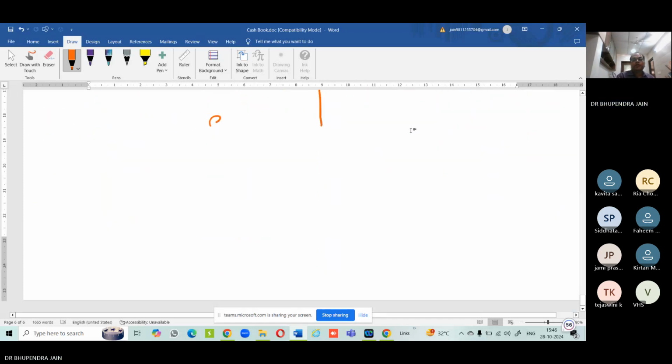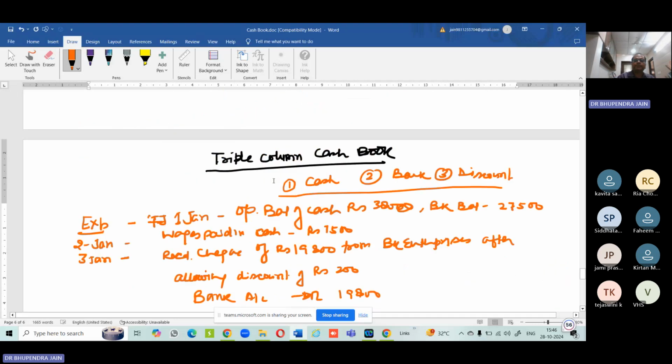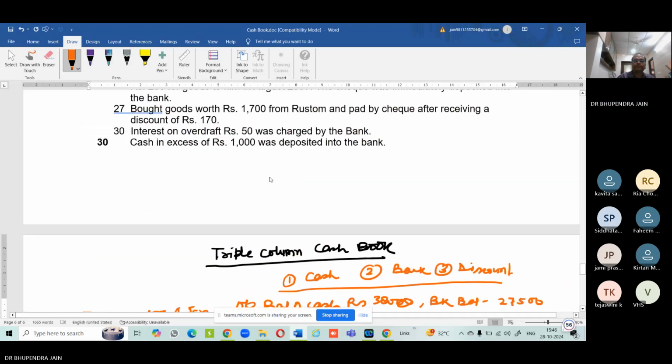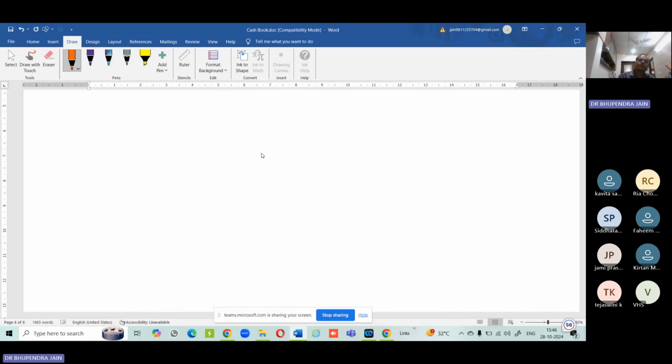Now, we are going to discuss some other subsidiary books. After the cash book, the double column or single column cash book, the next subsidiary book is the purchase day book.